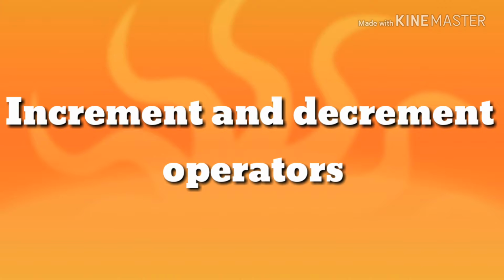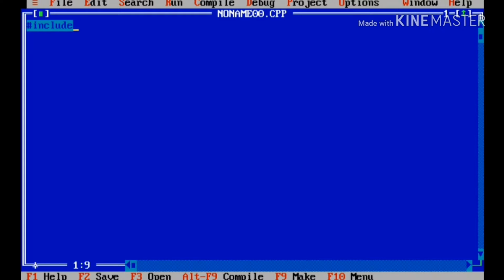Now we will write a program using increment and decrement operators. Like the previous program, first of all we will include the header files #include stdio.h and #include conio.h. The basic format for writing all the programs can be same. Then comes void main, the beginning of our program. First of all, we will declare the variables. A equals to 10 and then B equals to 100.